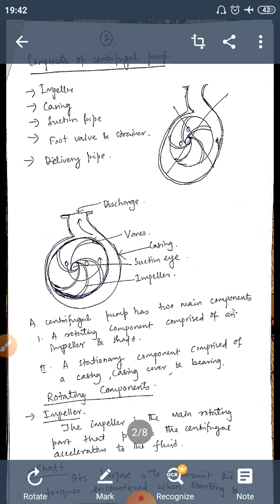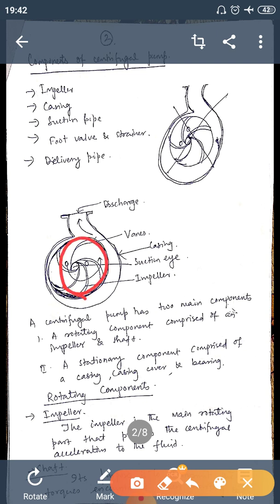Then what are the components of a centrifugal pump? See the figure. The basic components are the impeller. The whole part is known as the impeller. Inside the impeller, these are the vanes. Then in the middle is the suction pipe. The outer layer is known as the casing, and here discharge occurs.